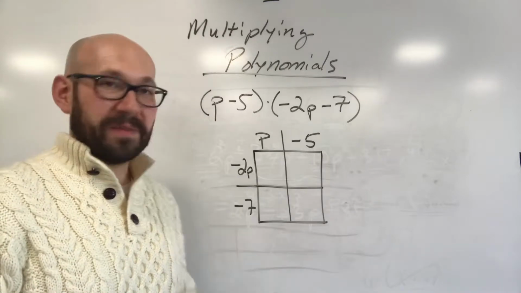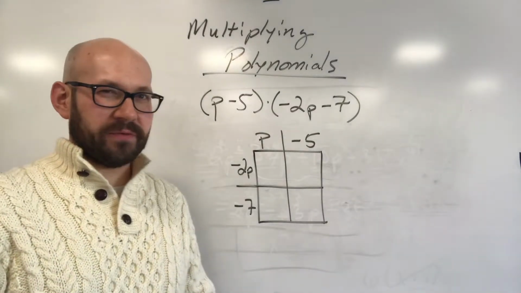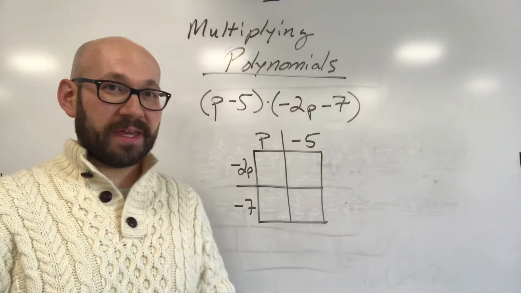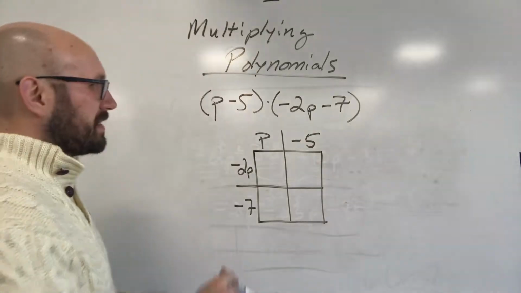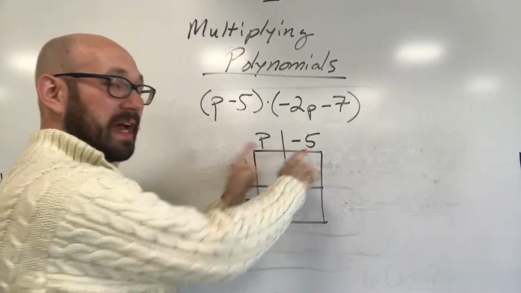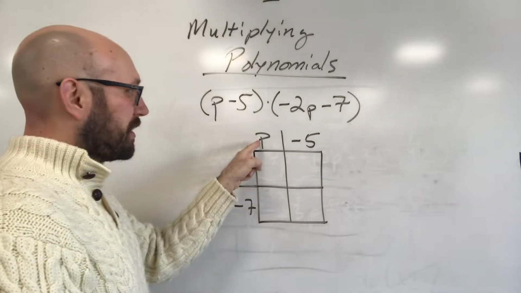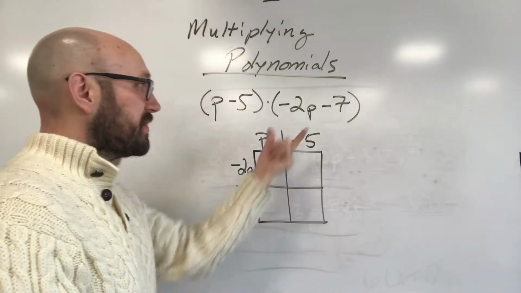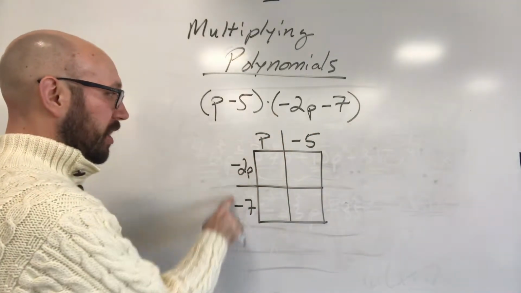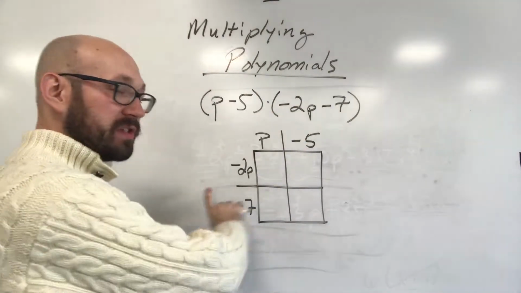Second method I call the box method. It looks kind of like a Punnett square if you're familiar with any biology applications or learned some biology lately. What I do is I take the first binomial, I'm going to put it at the top of this square, and every term gets its own column. The second binomial goes on the side of the square, and each term gets its own row.